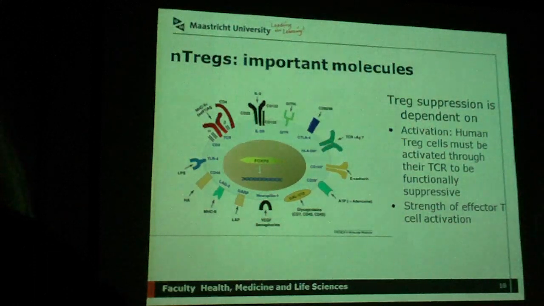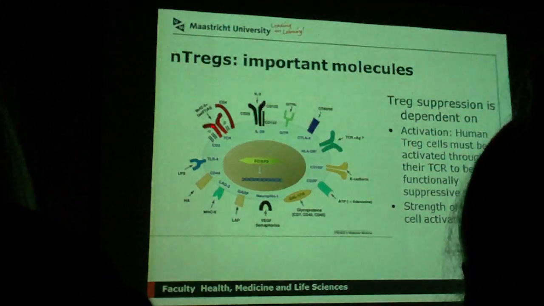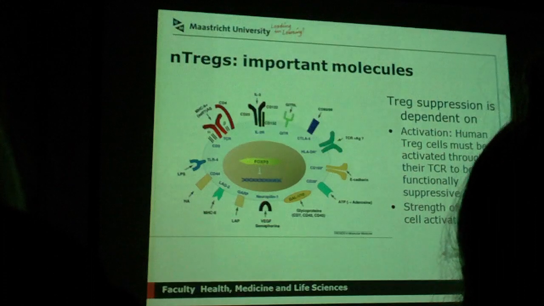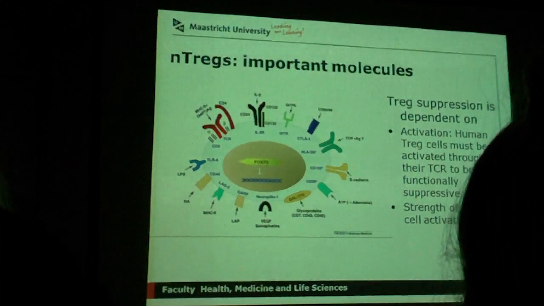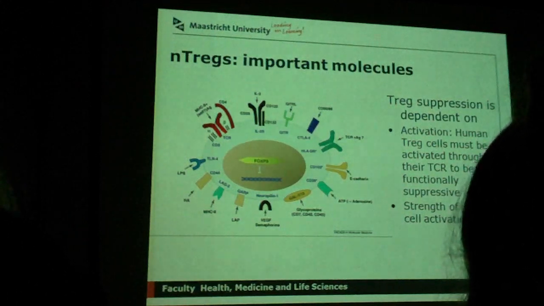What they also express is, of course, a T cell receptor. And it's clear that also Treg needs to be activated to do its job. And this goes, of course, via the recognition of an antigen, probably a self-antigen, presented on the MHC molecule. And this then leads to the activation of the Treg.